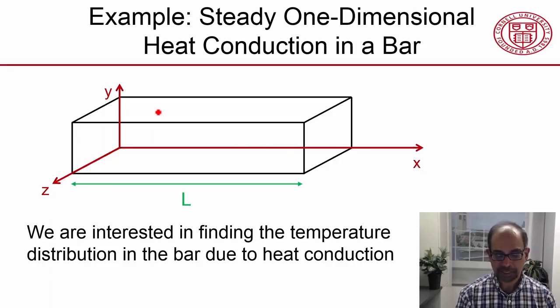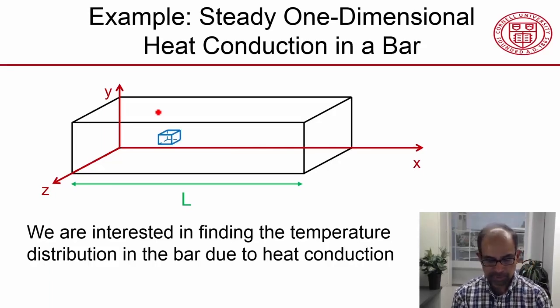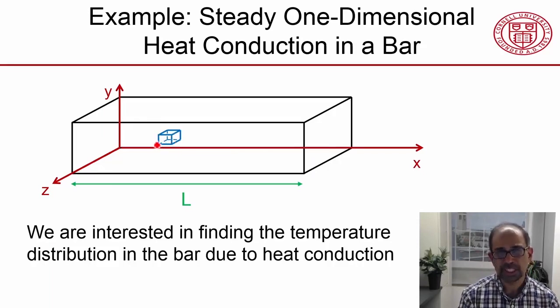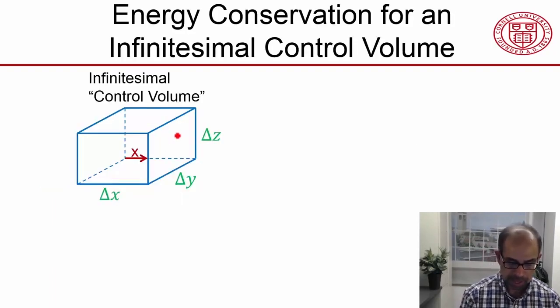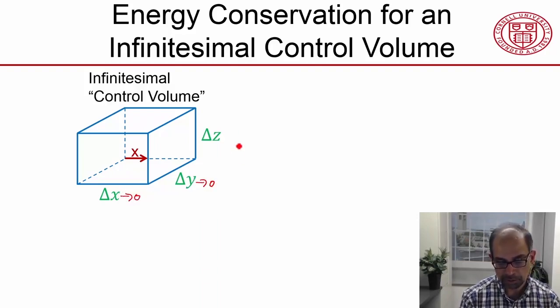Going back to my graphic of the example problem, this indicates a tiny volume within the element, a vanishingly small volume within the element. It's called a control volume, and in my next slide, I consider this volume. Let's say the dimensions are delta x, delta y, delta z, this being the x direction, this would be y, and this would be z. And I'll look in the limit as these tend to zero.